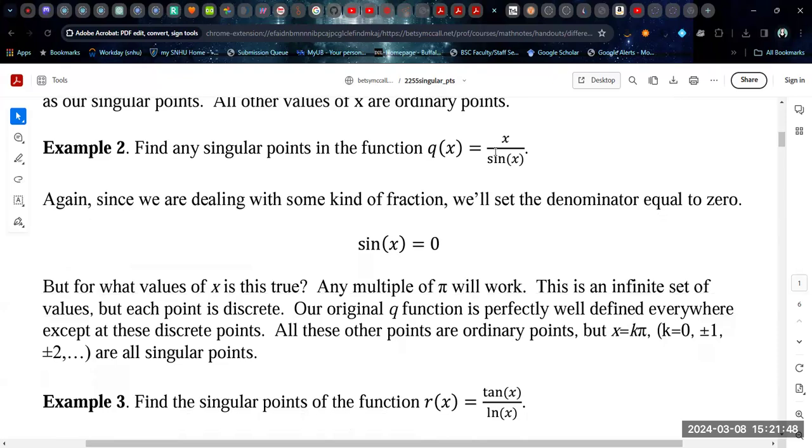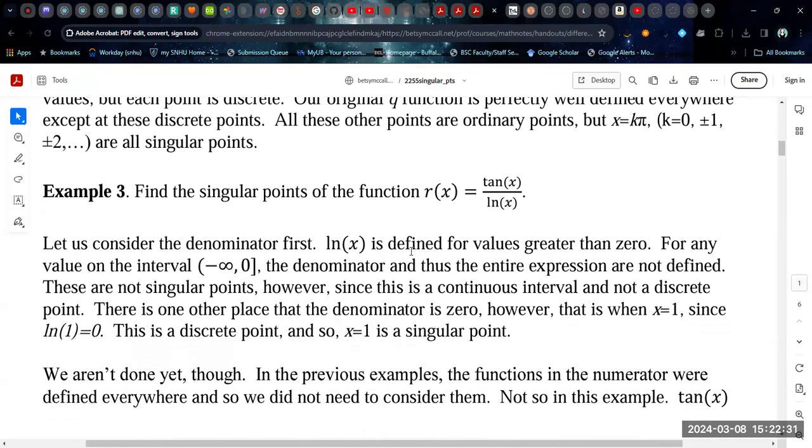Now, in a function like this, x over sine x, again, we're dealing with some kind of rational expression, although it doesn't have to be a rational expression. Any function where you could get a zero denominator or undefined value is a singular point in this context. So here we're going to set sine x equal to 0. Any multiple of pi will make this expression 0. And so integer multiples of pi are going to be all singular points. So 0, pi, minus pi, 2 pi, minus 2 pi, et cetera, et cetera. They're all singular points.